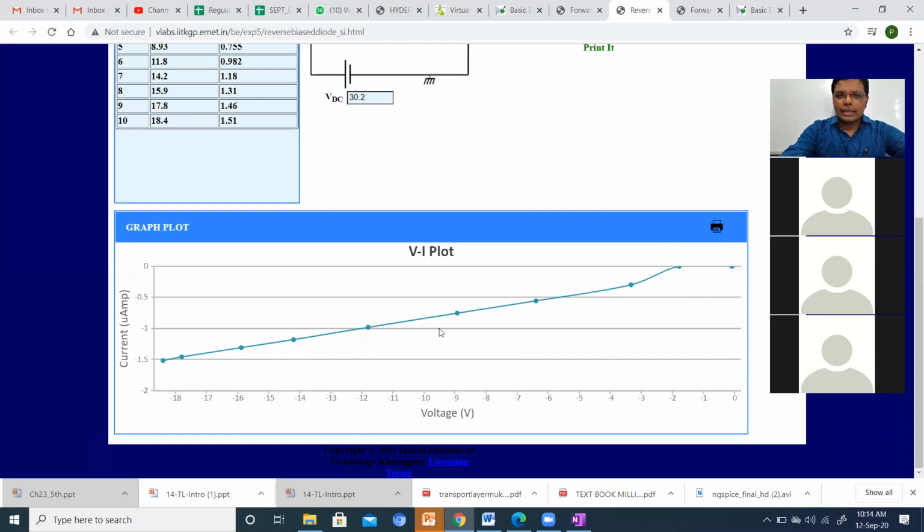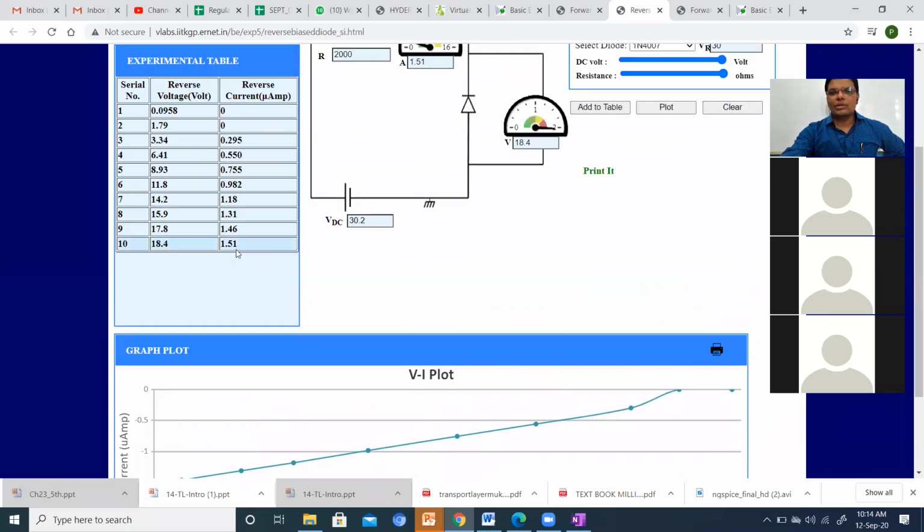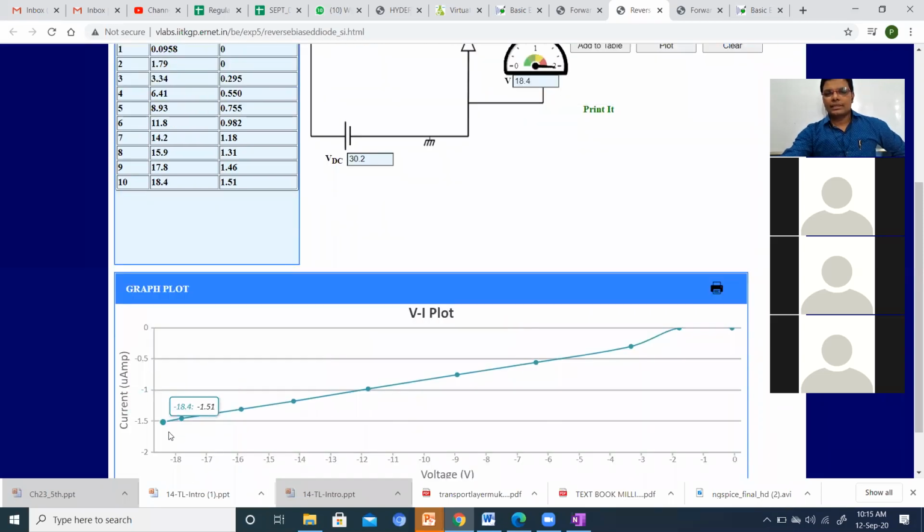Now, one guy asked a question. Tell me, Nana, your question. Sir, after some extent, it will be linearly saturated, right? The minority particles in the diode will get saturated, right? Sir, here the current is zero. We applied voltage up to 30, and there is no saturation we are observing. Are you observing? The maximum current is 1.51 microamperes. Where is it saturated?